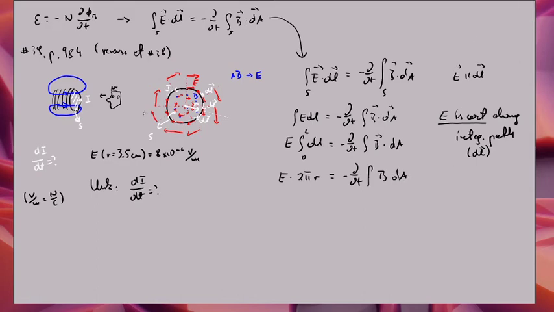Okay, so the A vector points, here's the loop, A vector points in this direction, it's perpendicular to the surface, and of course A here is parallel to the B vector. And so in that sense, the dot product just becomes the very straightforward one, B dA equals B dA cosine of 0. Cosine of 0 is 1.